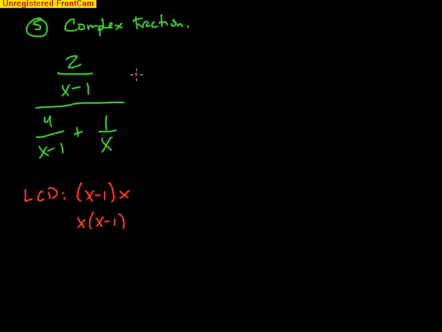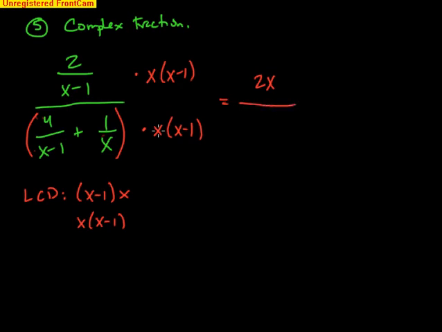I'm going to take the top and multiply by x times x minus 1. I'm going to take the bottom and multiply by x times x minus 1. And because this bottom has 2 fractions, you are going to multiply both fractions by this LCD. Now what is going to happen? Your denominators will cancel. This will cancel with that x minus 1. And this 2 gets multiplied by the x only. Now, that takes care of the top.